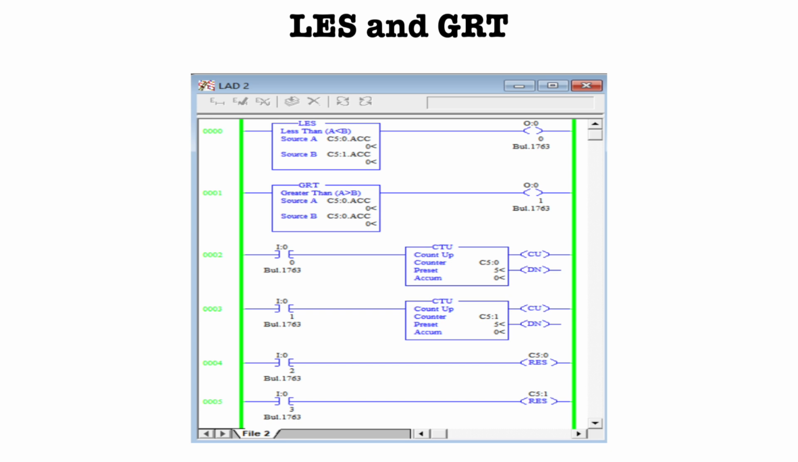And in the third rung and the fourth rung, you can see in the diagram, I am again using two up counters. The first counter address is C5:0 and the second counter address is C5:1.